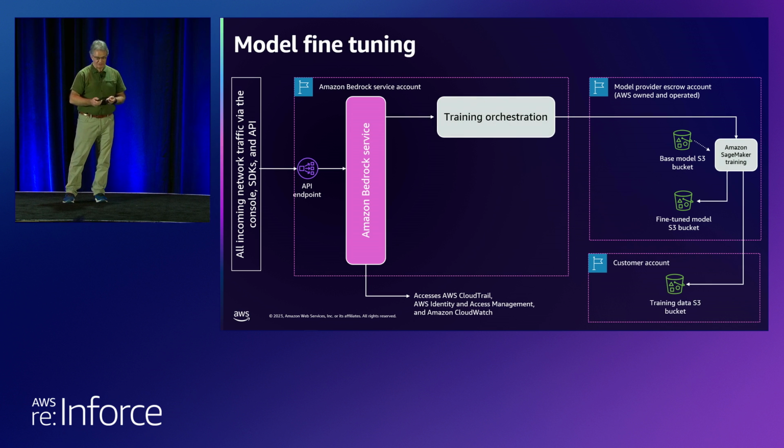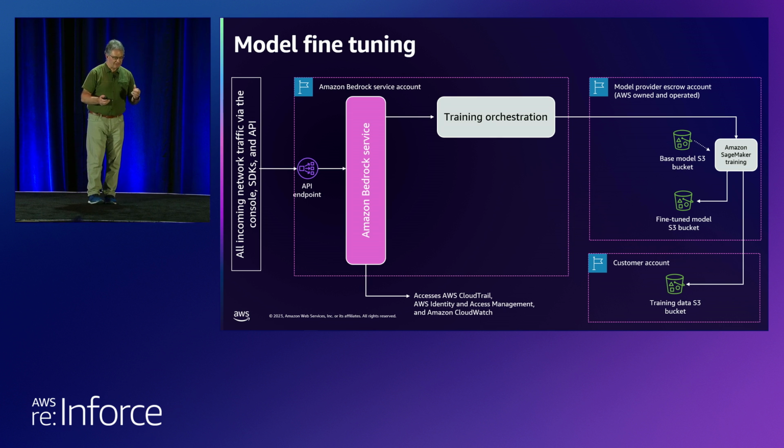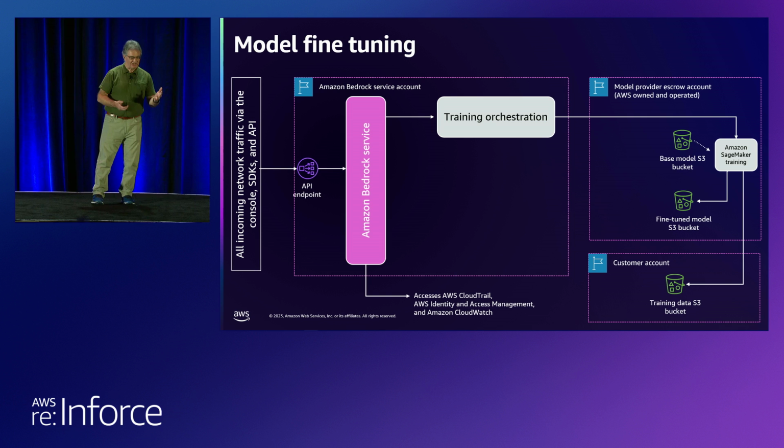Moving on to possibly the more interesting one is the model fine-tuning. And so on the right-hand side, you'll see again, this time the customer account has appeared, which we'll talk about in a second. But again, this starts off on the left, as you imagine. Request comes into the fine-tuning endpoint, hits the service. IAM permitting, of course. It will then call the training orchestration piece.